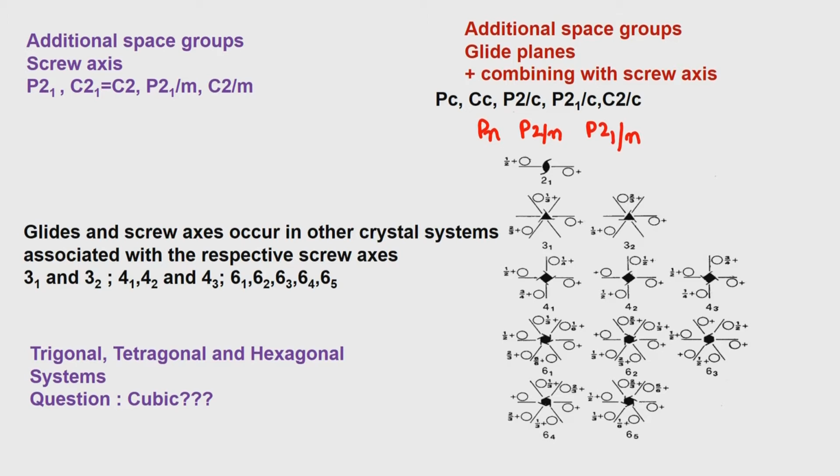So we can have the combination of the screw axis as well as the glide planes, as you can see here, and along with that we have the P2 by m and the Pn. Pn will be similar to Pc, except that now the translations are along two different directions, x as well as z, assuming y axis is the unique one.